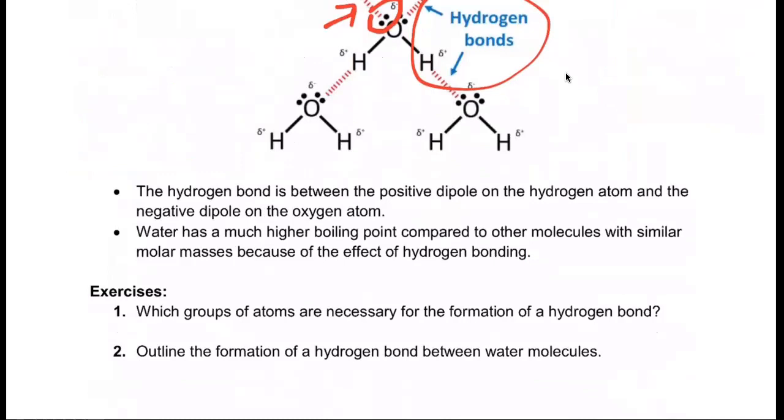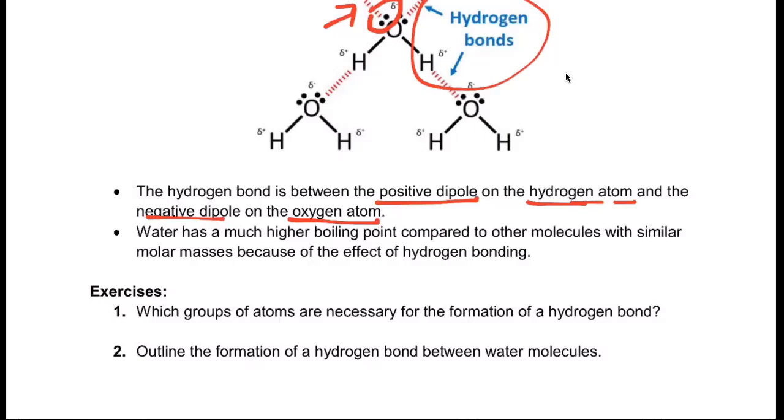And so it's similar to a dipole-dipole in that the hydrogen bond is going to have the positive dipole from the hydrogen atom, and it's going to pair up to the negative dipole on, in this case for water, the oxygen atom. And if it was ammonia or hydrogen fluoride, it would be the nitrogen or the fluorine atom.